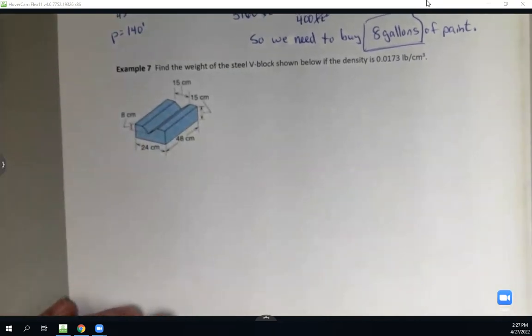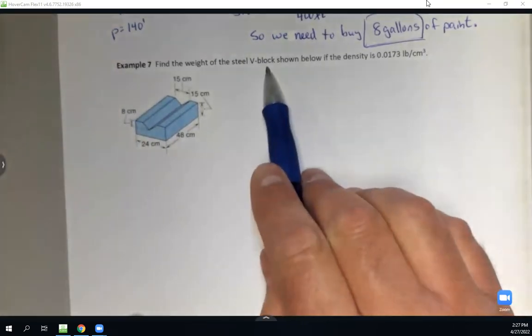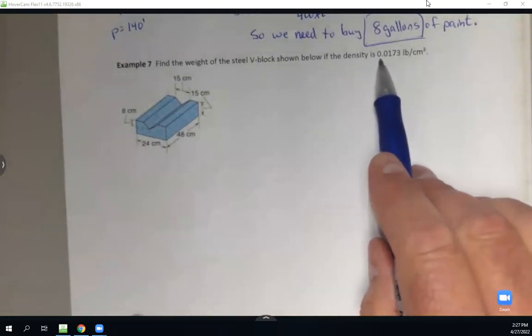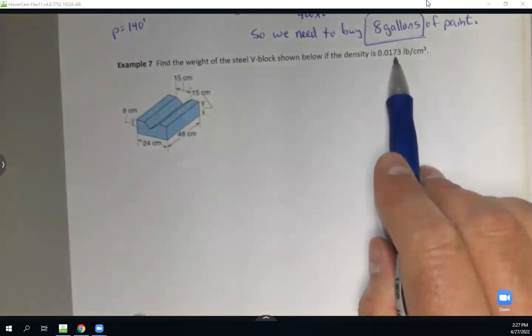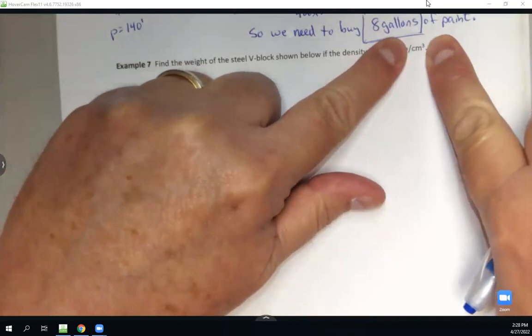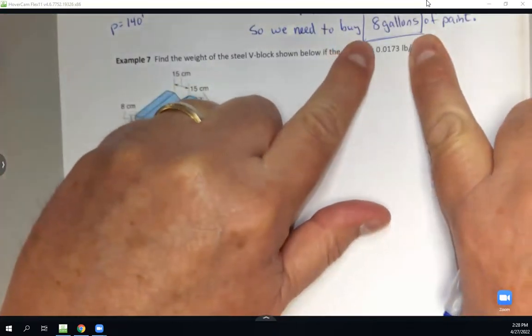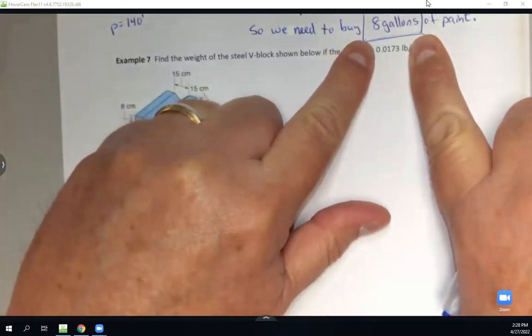Last problem of this section, same idea. We want to find the weight of the steel V block shown below if the density is 0.01973 pounds per cubic centimeter. So what's density, first of all? Density is like weight per unit of volume. So in this particular case, for every cubic centimeter of volume of this particular steel, it weighs 0.0173 pounds. Does that make sense?